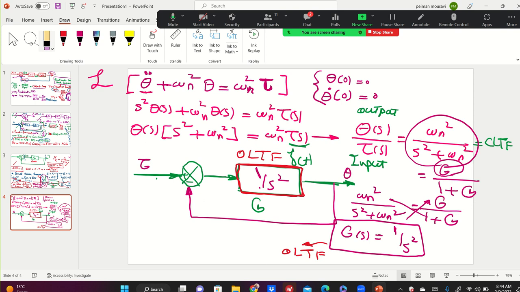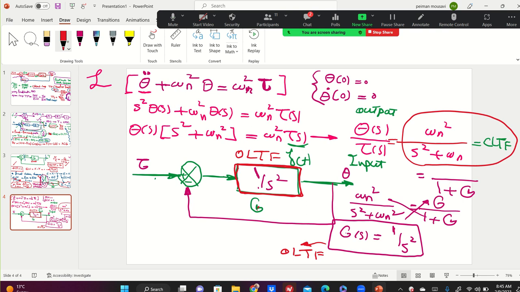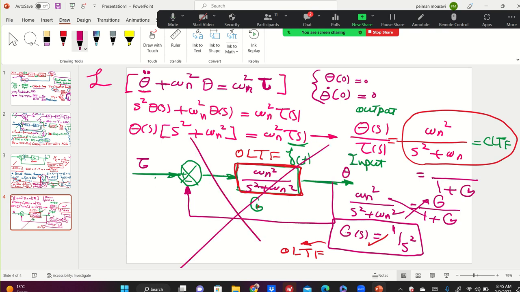No, I'm saying that never put this closed loop transfer function here. Here must be the open loop transfer function. Put it here. If you put it like this, look at here, guys, it is wrong. When I give you, or your boss gives you, a closed loop transfer function and you want to plot the block diagram, first you have to find the open loop transfer function, G.